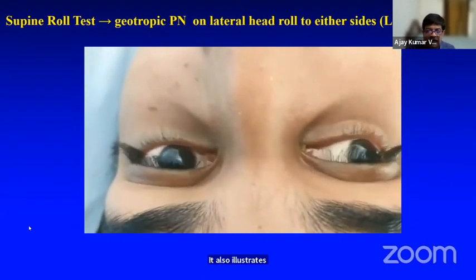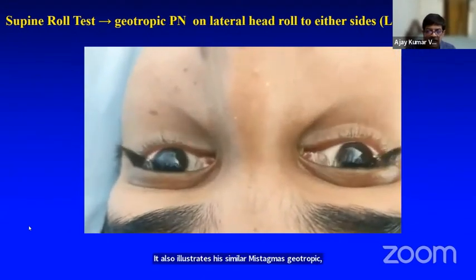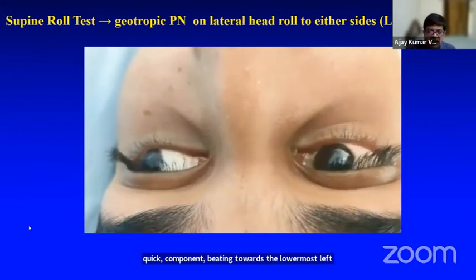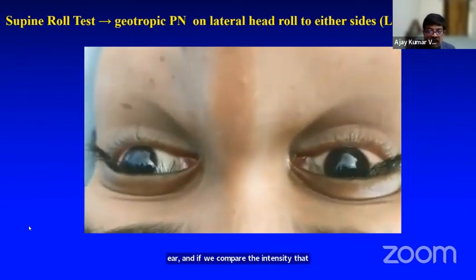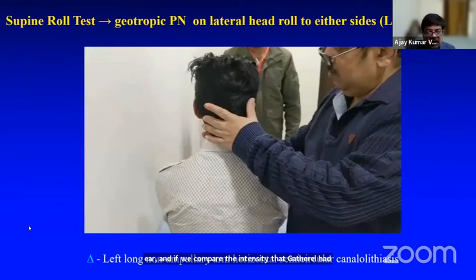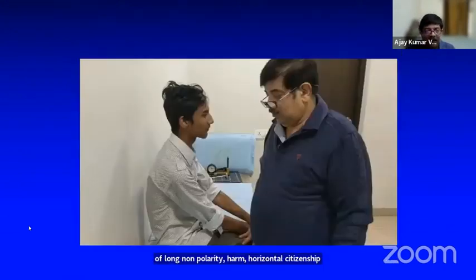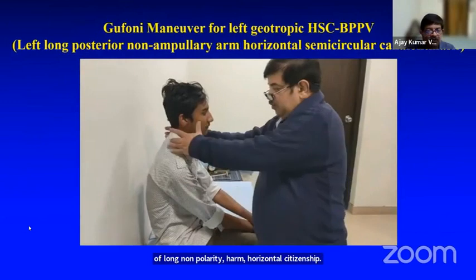And if we compare the intensity, the lateral head roll to the left elicits a stronger nystagmus, so that we had earlier seen that this is a case of left long non-ampullary arm horizontal semicircular canalolithiasis. So, geotropic variant. So it has to be treated with the Gufoni maneuver.